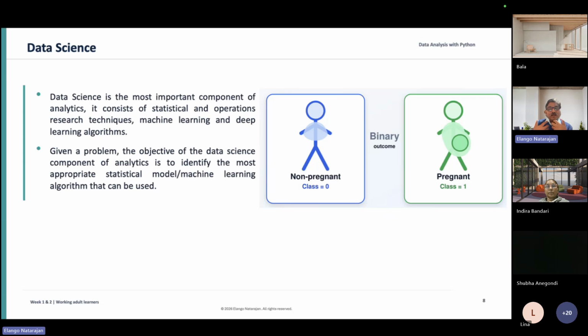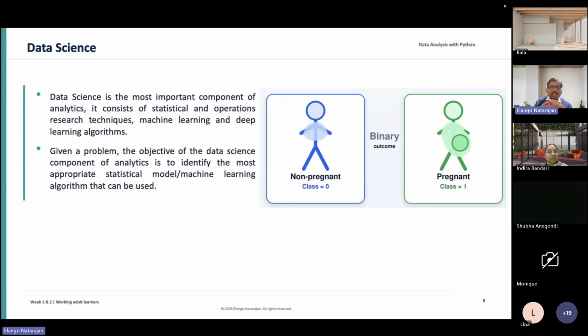Even in our family itself, we do this kind of decision making. We do some kind of data analysis. With our past data, we have some learning, we have some past input. Based on the past input and the learning data, we do our analysis and take decisions.